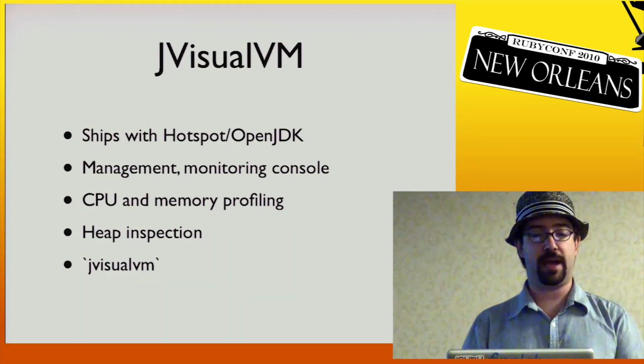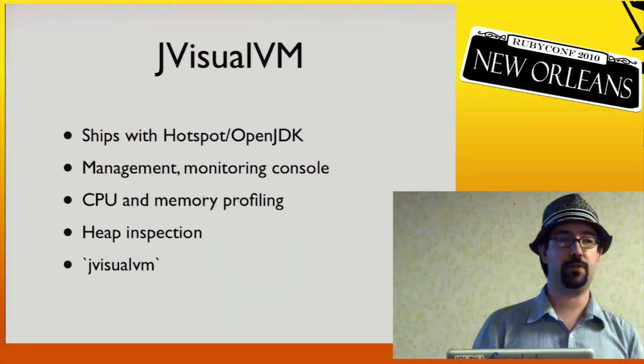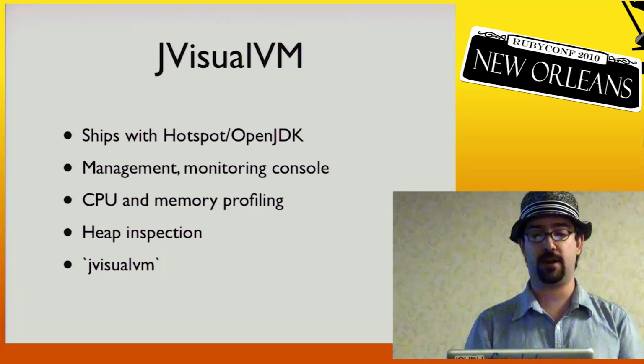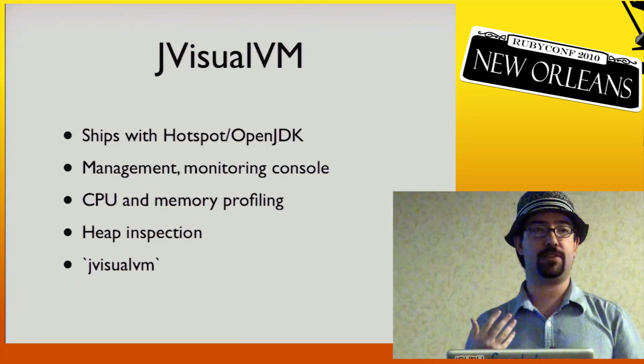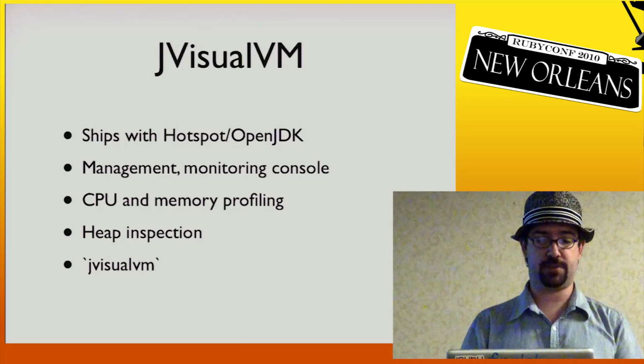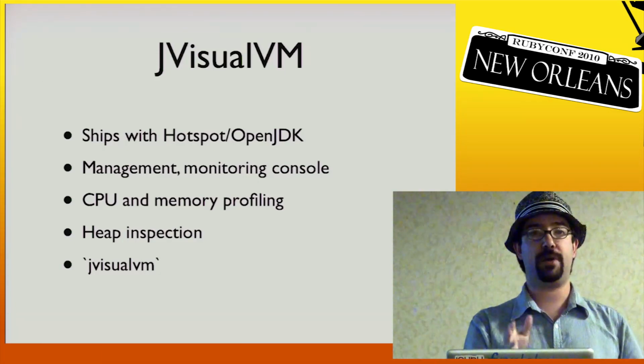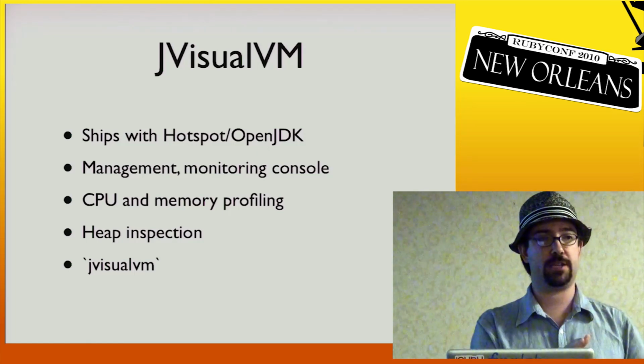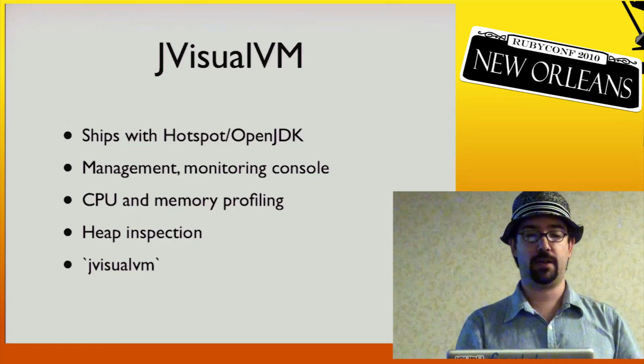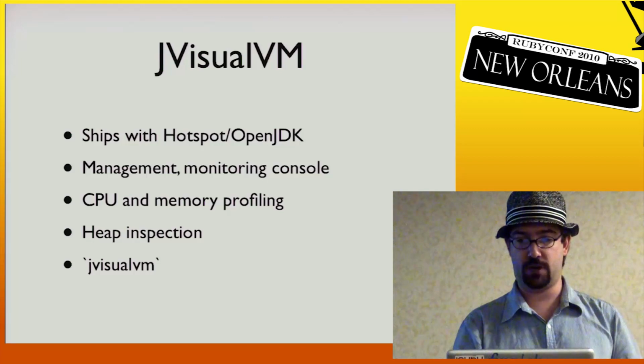We've shown this a little bit in the past, but it still seems to be a tool that people don't realize is actually there. If you have HotSpot or OpenJDK installed, it comes with VisualVM. The command is jvisualvm. It starts up a graphical console that will allow you to basically monitor any JVM process, including JRuby instances, for CPU, memory profiling, and so on.